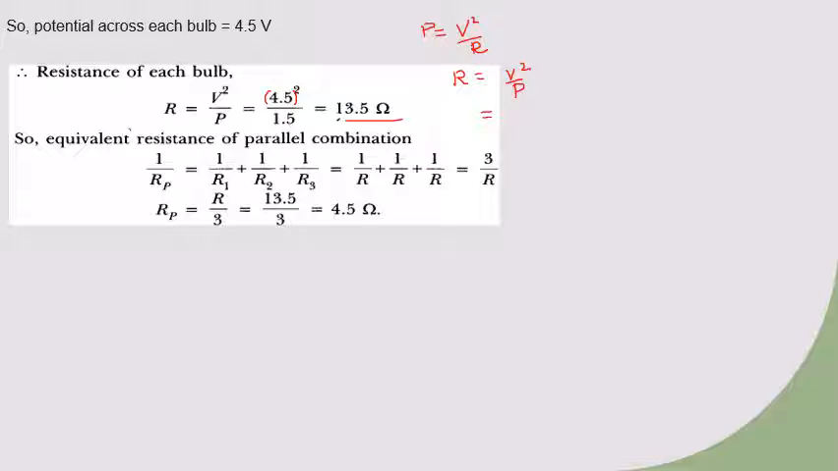Because they all are connected in parallel, what we have to do is add 1 upon R1, 1 upon R2 and 1 upon R3. By doing so we get 13.5 upon 3, which is 4.5. So 4.5 ohm is the equivalent resistance in the circuit.